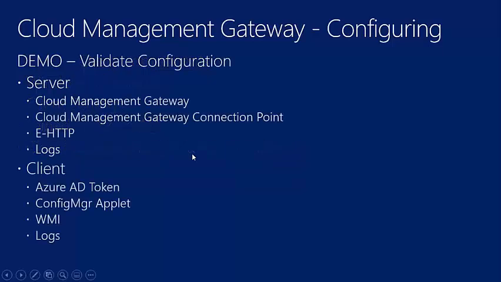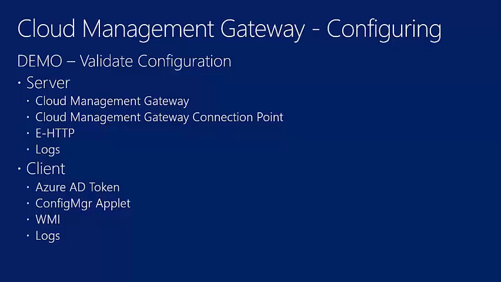Now that we have everything configured, let's walk through the process of actually validating that configuration and making sure everything worked as it was supposed to. And again, we'll go through this on the server side, and we'll go through it on the client side. So on the server side specifically, again, I'll pull in the environment, we'll do some demos here. I want to validate the Cloud Management Gateway is good to go.